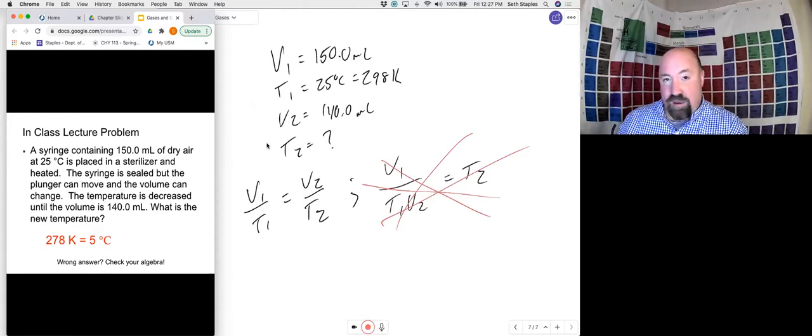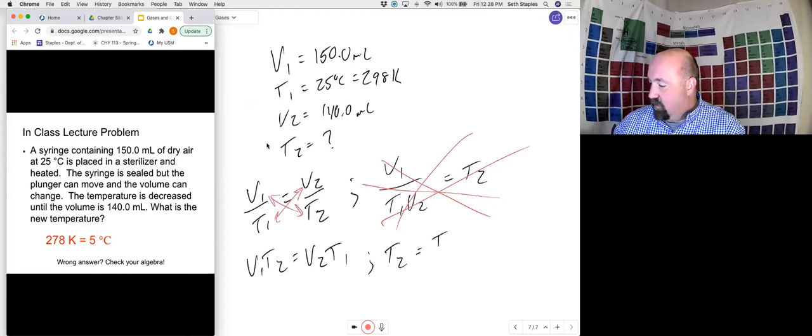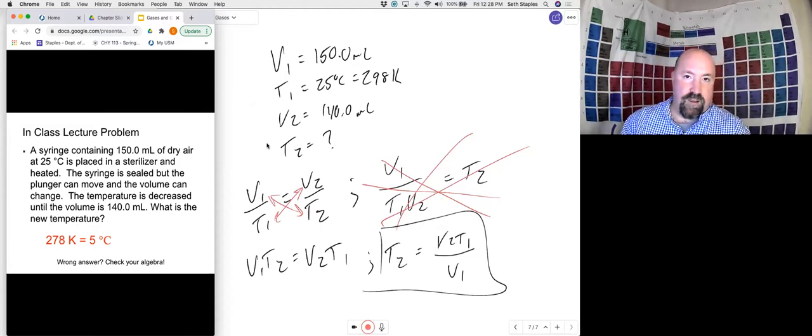What I would do here, in order to get T2 out of the denominator, is cross multiply first. Just go ahead and get yourself to V1 T2 equals V2 times T1. All I've done is cross multiply my two terms. Think back to algebra. Now that I've cross multiplied, I can solve for T2, and I get V2 T1 all over V1. Now I can plug my numbers in and I'll come up with the right answer. So be careful of your algebra is really the moral of the story there.